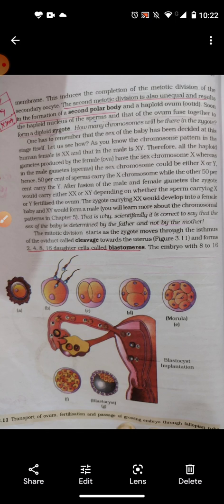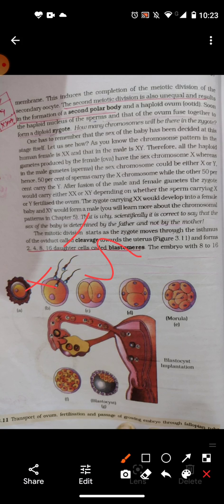So the actively motile sperm swim in the fluid medium at the rate of 1.5 to 3 mm per minute to reach the ovum. Ultimately, a single sperm succeeds in entering the ovum.